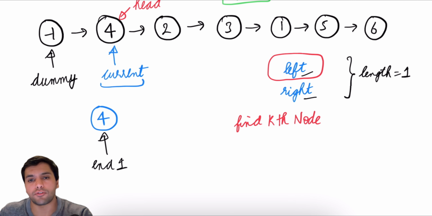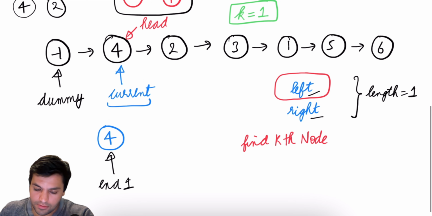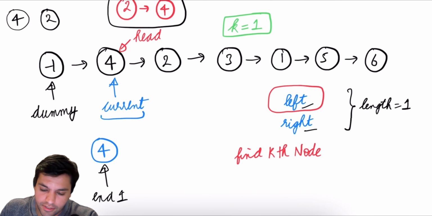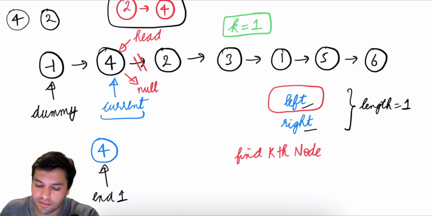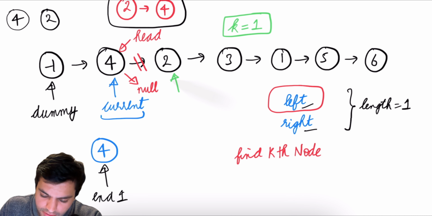Now here I have to break my linked list. What I have to do is set 4.next as null, and before I set 4.next as null, I need to save it.